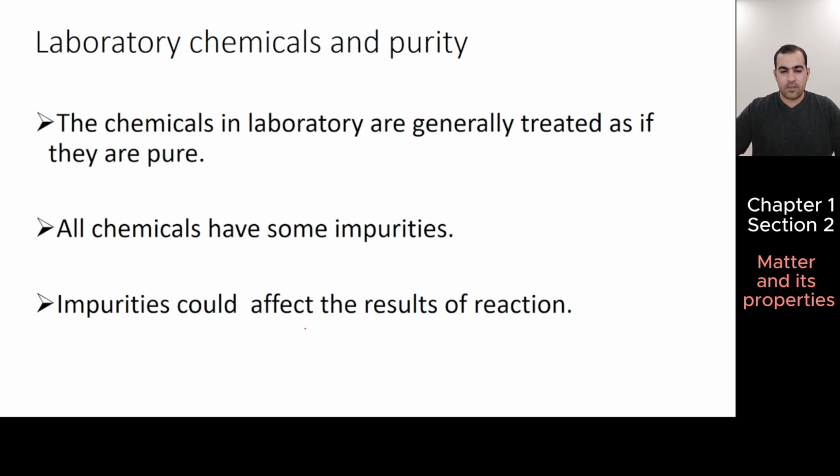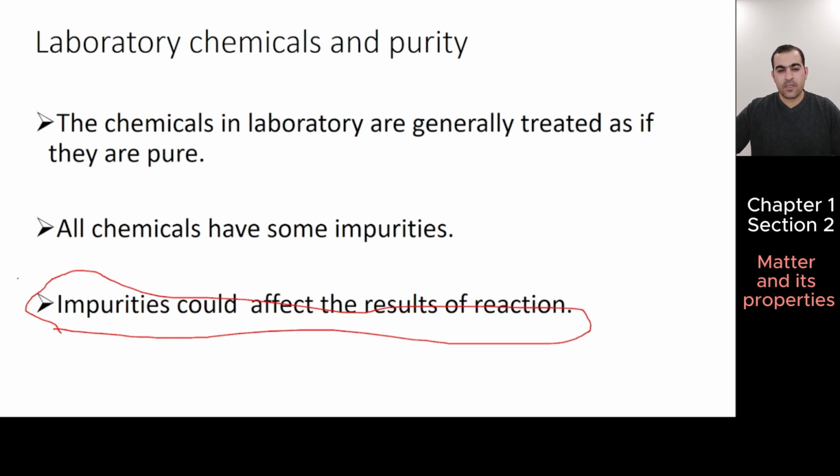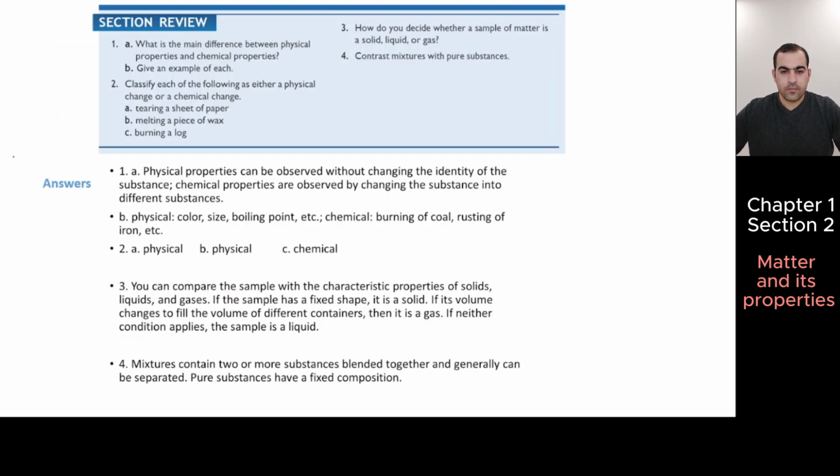We have a little bit of impurity, but impurities affect the result of a reaction when you react two substances together, because they contain some impurities. The result is not going to be accurate. Okay? But chemicals in the laboratory are generally treated as if they are pure. So we try to use pure substances. Okay? This must be clean, we can say.